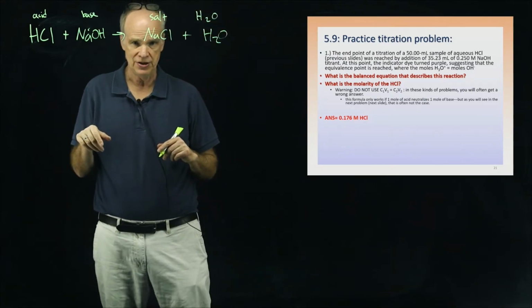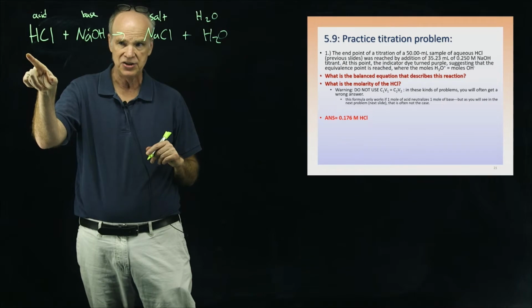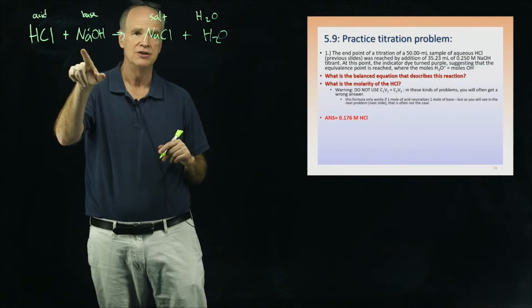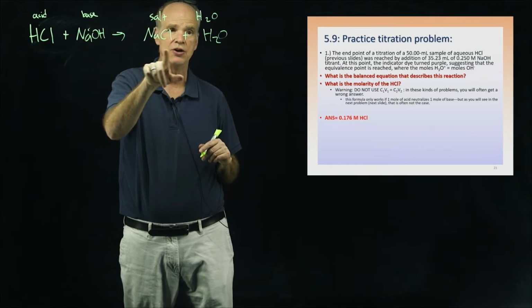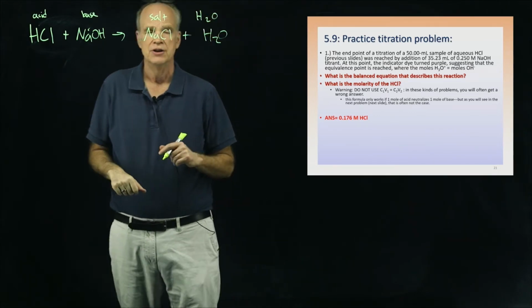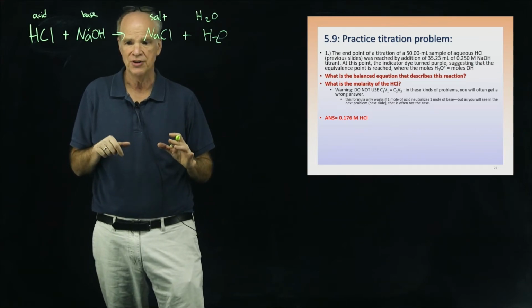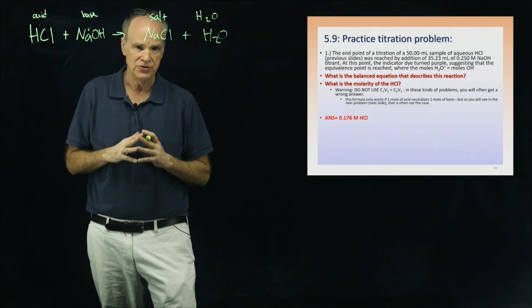So what does this tell you? It tells you that 1 mole of HCl will react with 1 mole of NaOH to give you 1 mole of NaCl and 1 mole of water. Okay, so this is crucial information that helps us solve the problem. So let's go ahead and go to part 2 of this question.